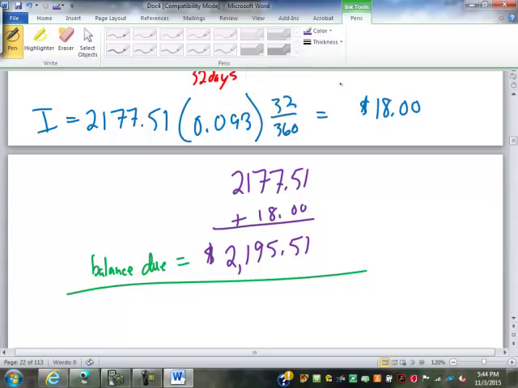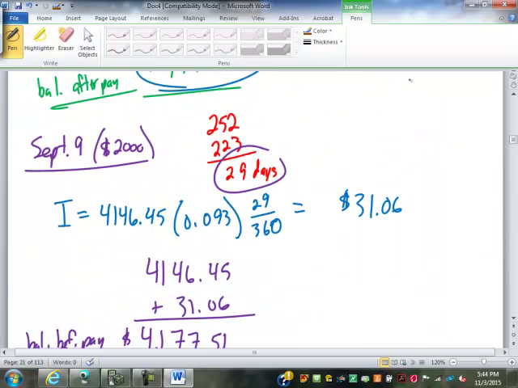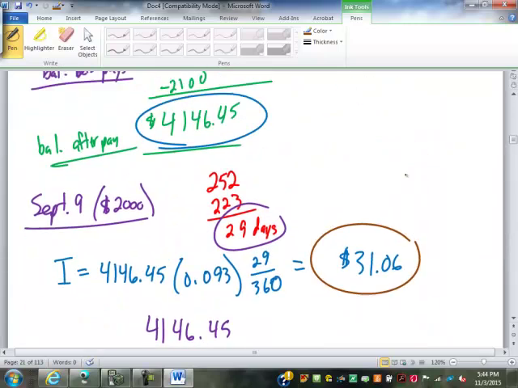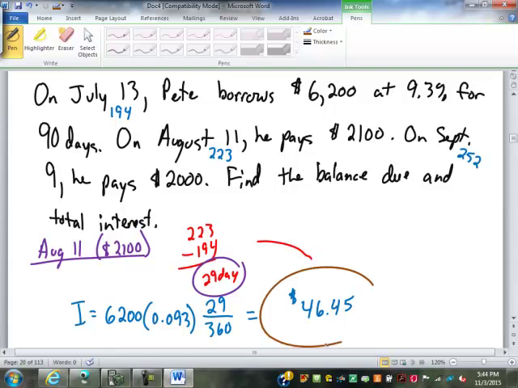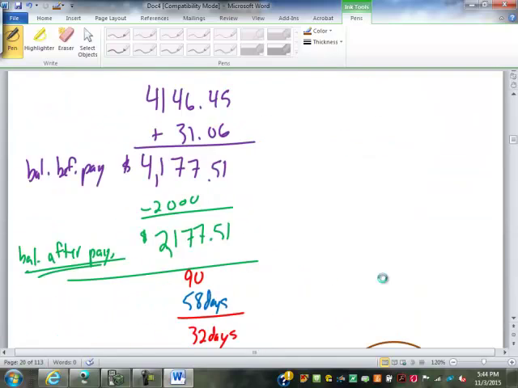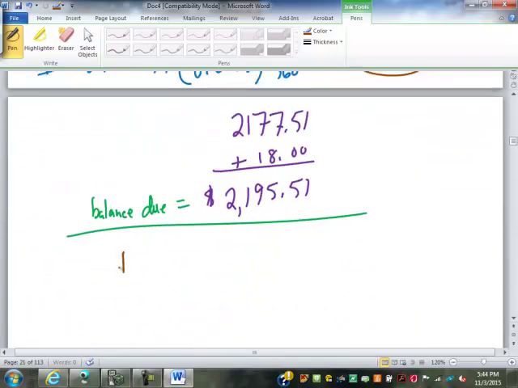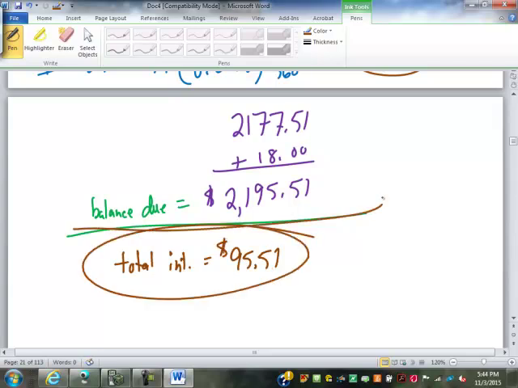And then we need to add up all of our interest charges, which is the $18, the $31.06, and the $46.45, which comes out to be a total interest of $95.51. Sound right? Did anybody get that far? Anybody get done and get that answer? Just ran out of time? Those are a little bit long.